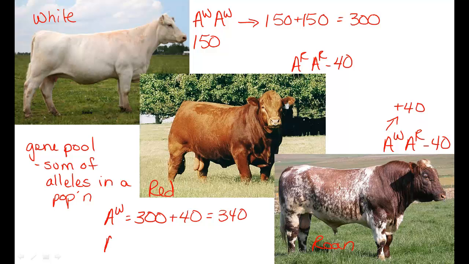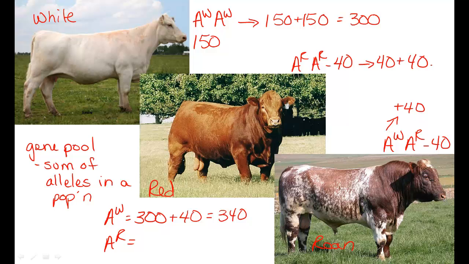If we talk about the AR allele, the white cow does not have any. The red cows, again, have two copies of AR each, so we would expect to get 40 plus another 40 because they each have two.